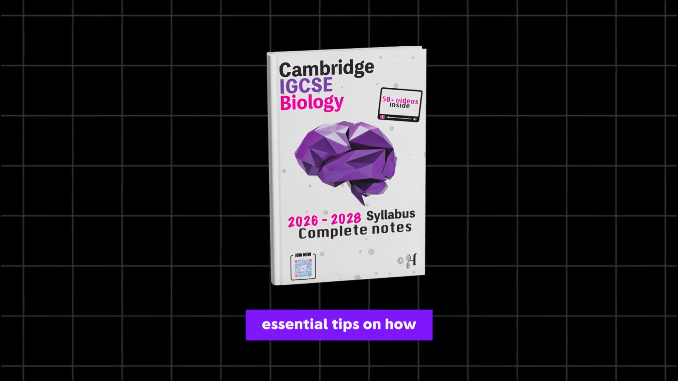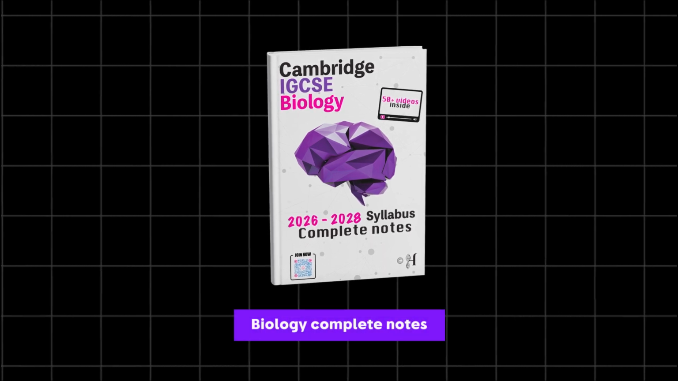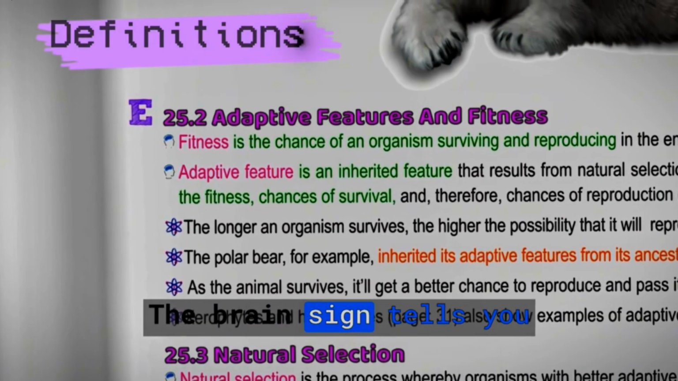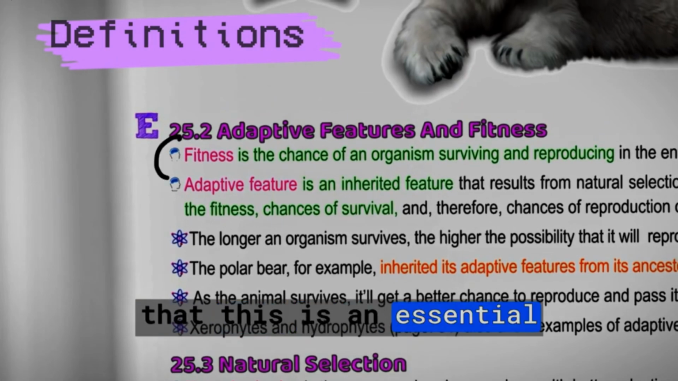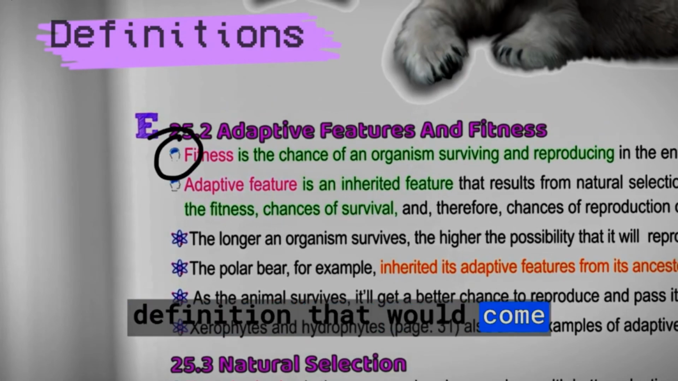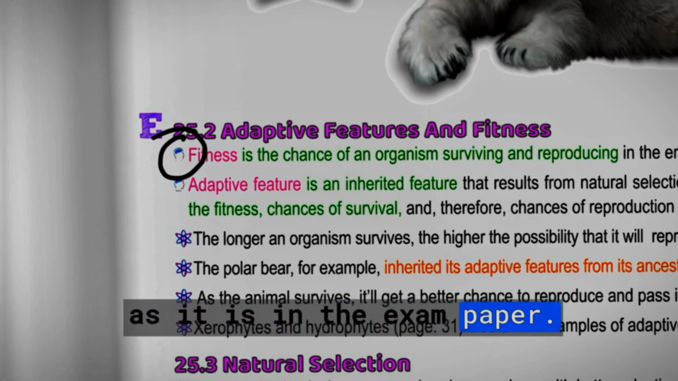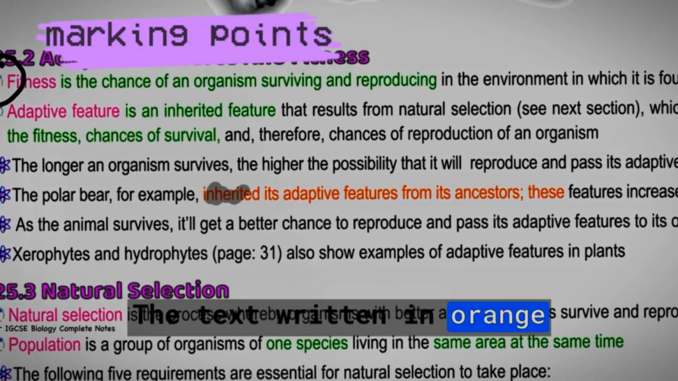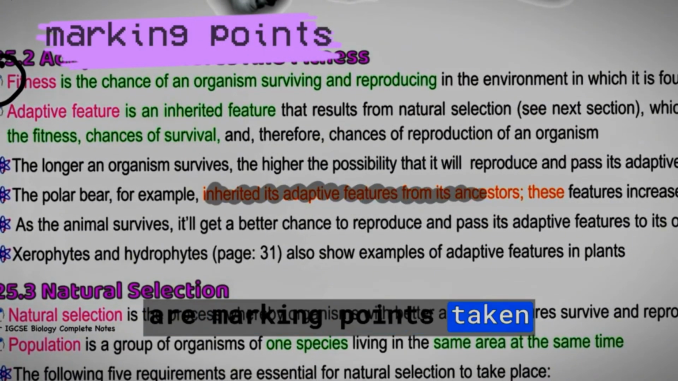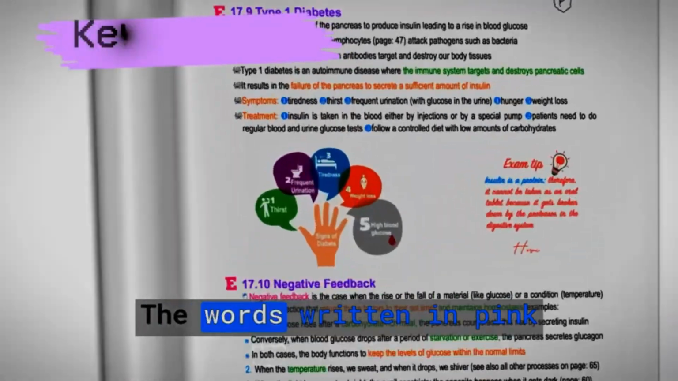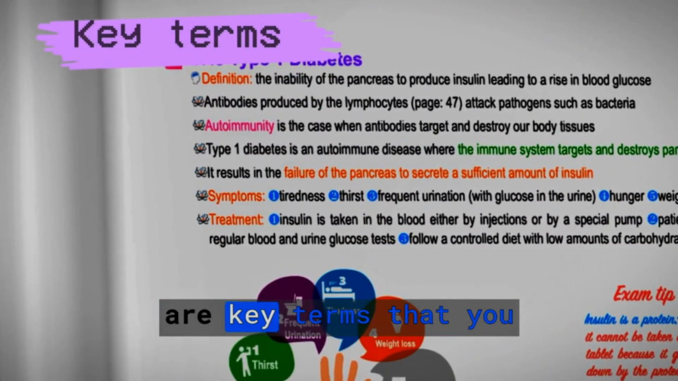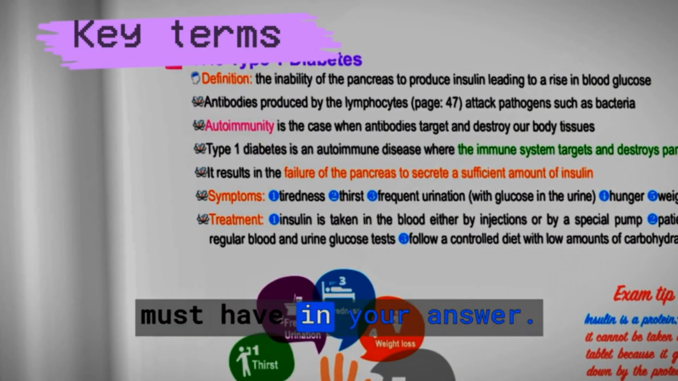Essential tips on how to use the IGCSE Biology Complete Notes. The brain sign tells you that this is an essential definition that would come as it is in the exam paper. The text written in orange are marking points taken from the mark scheme. The words written in pink are key terms that you must have in your answer.